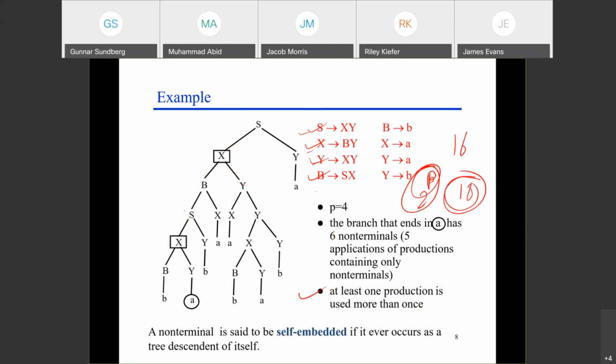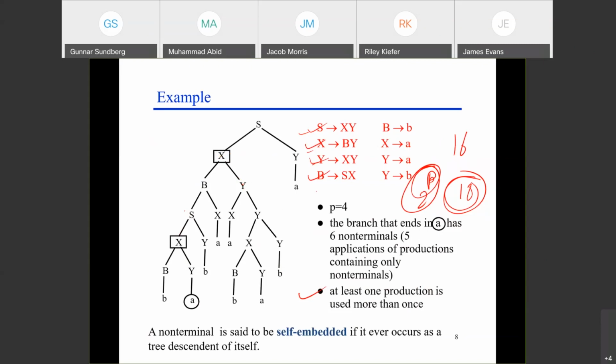So descendant means that the same non-terminal you can use a second time. It has to be the same non-terminal. So X and Y are not descendants, because this is X, this is Y, two different nodes. So descendant will always be the same. When we say descendant, it means an instance of the same thing being reused. So it's an instantiation of the same thing more than one time.